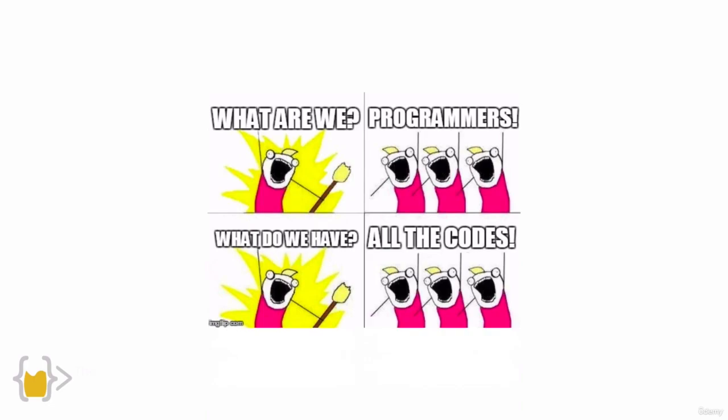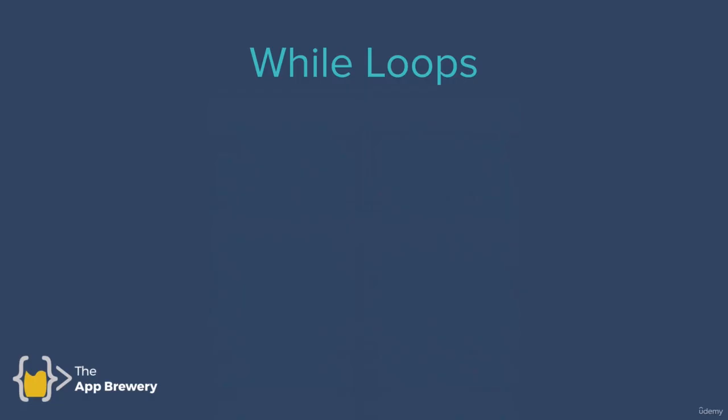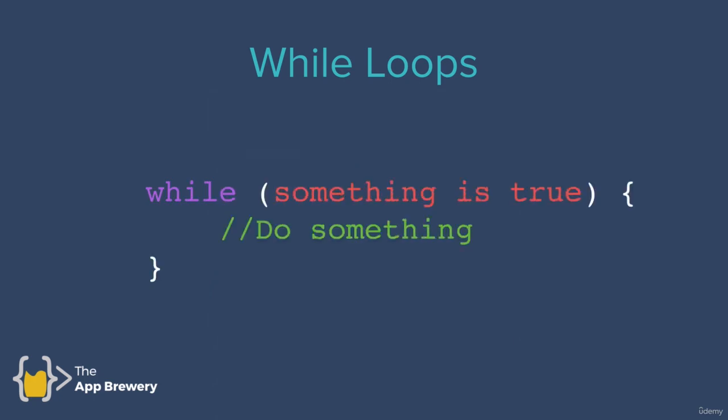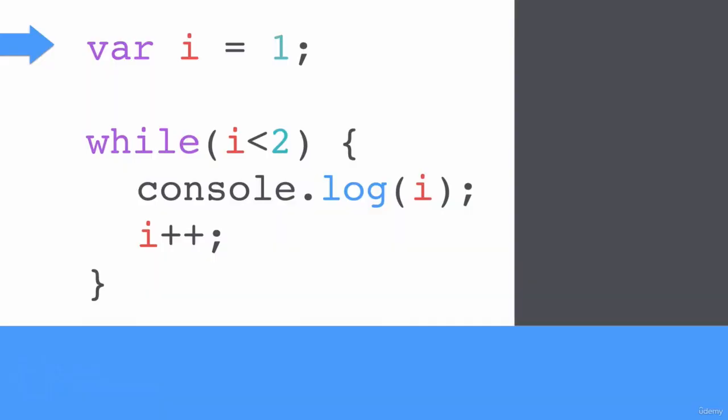Well, this is where loops come in. And the simplest type of loop are what are called while loops. And the way that while loops work is that in between the parentheses, there is a statement. And while that statement is true, then the code inside the curly braces will run again and again and again and again until that statement is no longer true. So let's take a look at this example.